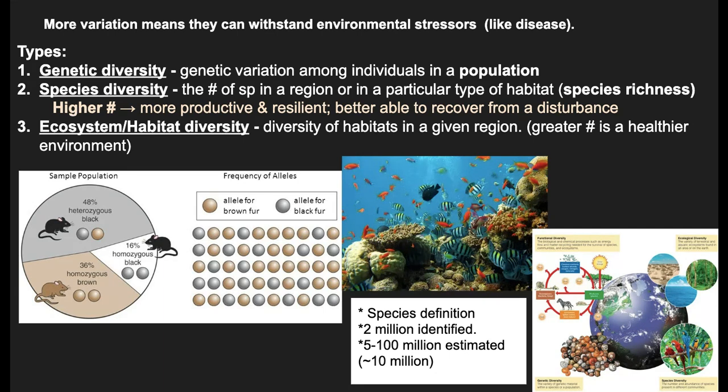Now, the last type of diversity is ecosystem. According to the AP, to the CED, it is known as habitat biodiversity, but most of the books name it as ecosystem diversity. So make sure you know both of them. The ecosystem diversity, we covered it in Unit 1, which would be our biomes, right? The different habitats that we have in different regions because of altitude, latitude, climate, temperature, and so on. So the greater the number, the healthier that environment is.